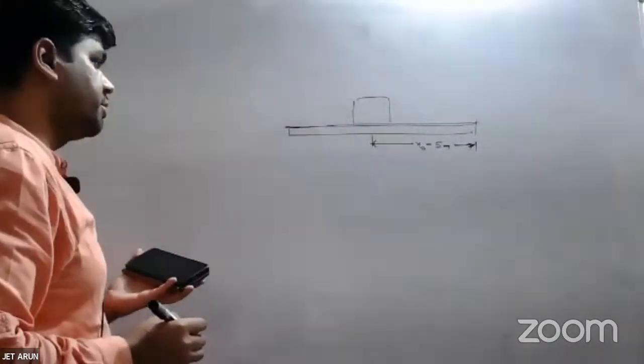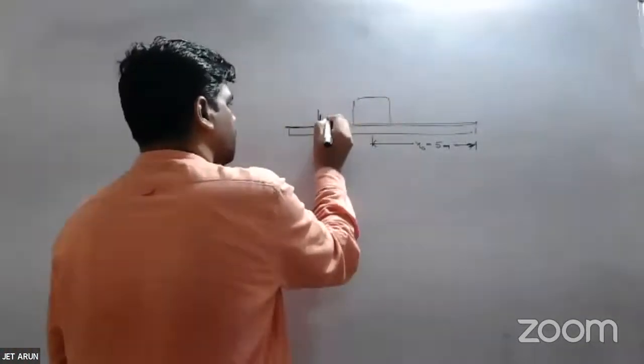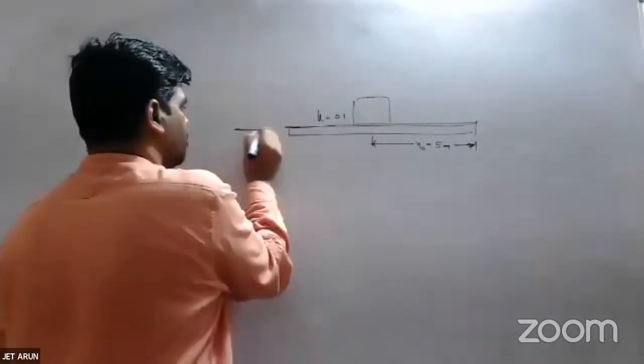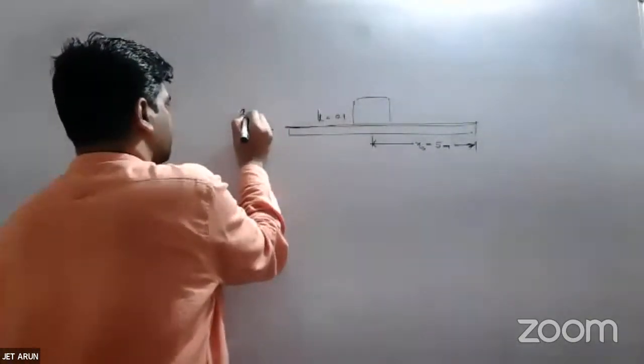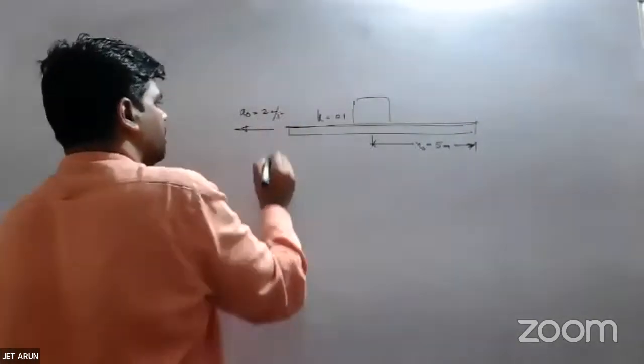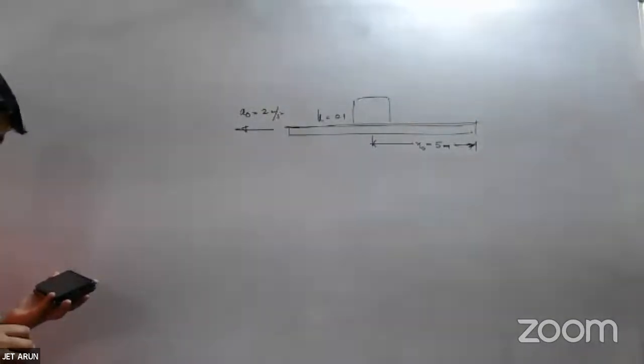x naught is 5 meters. Coefficient of friction mu is 0.1. Its acceleration towards left is a naught, which is 2 meters per second square. Find the time when the box falls off the truck.